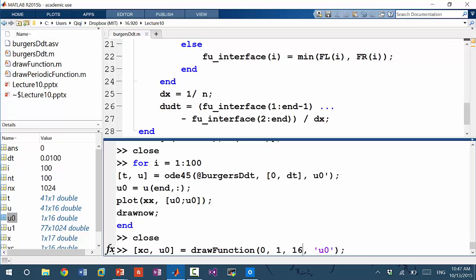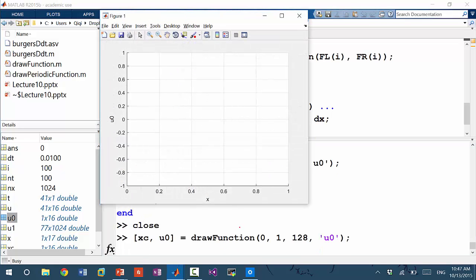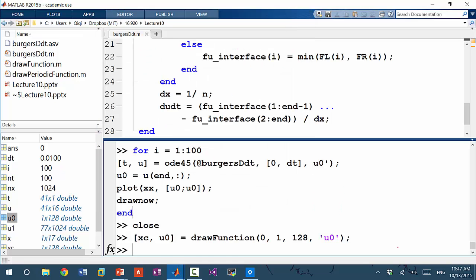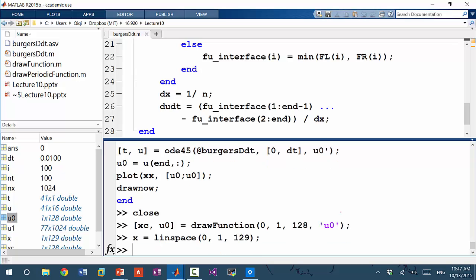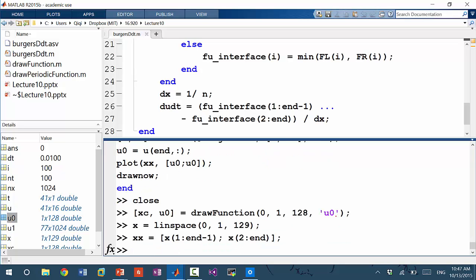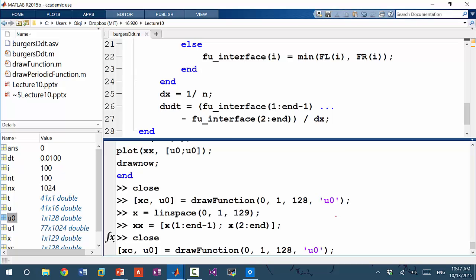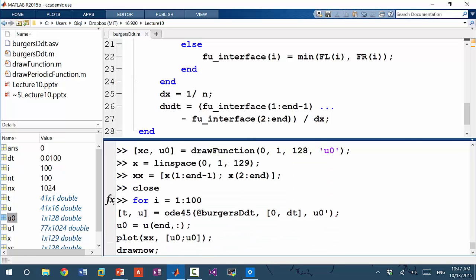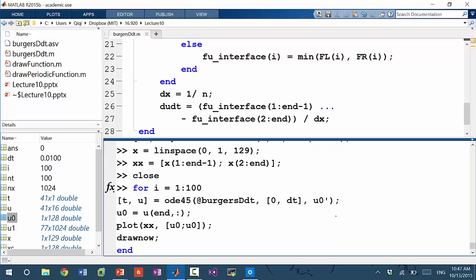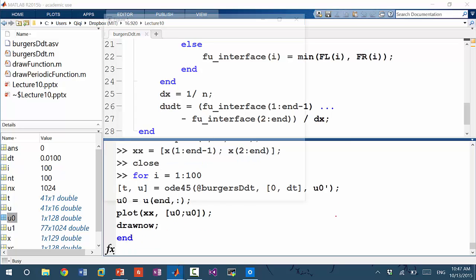Let's remake our stuff with 128. Here I'm just going to draw something random. Okay, and x is equal to 129 xx, and I'm going to do a close and close and the for loop.